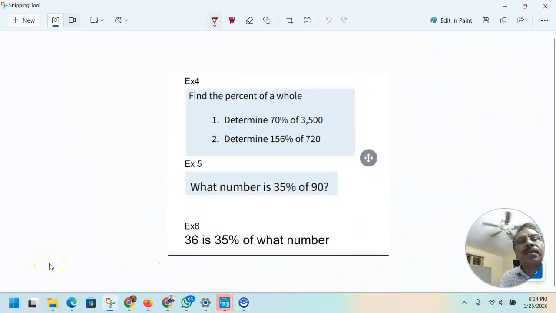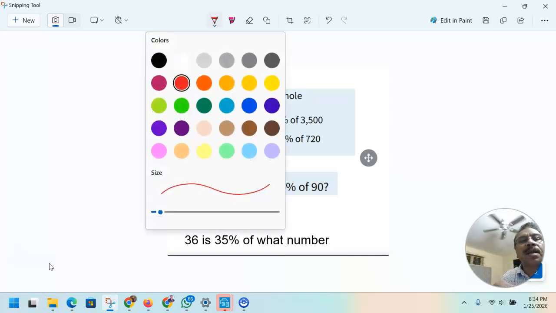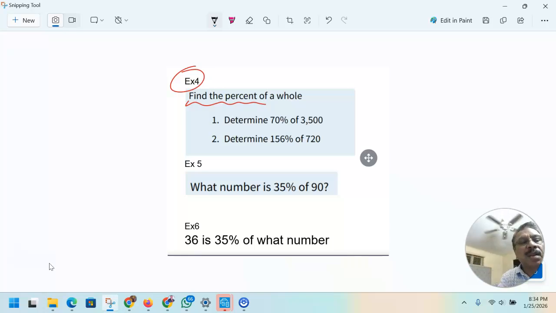The next example is find the percent of a whole. So what that means is, there is a fraction, and the whole means the bottom, B. So we want to know what this number is. So I'll put a box. What is this? They give you percentages. So this is given.